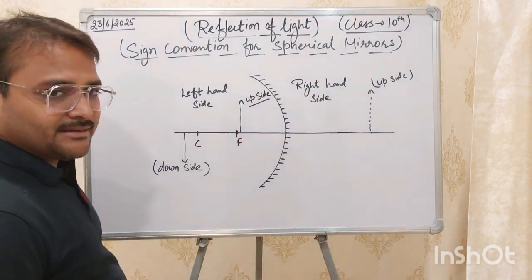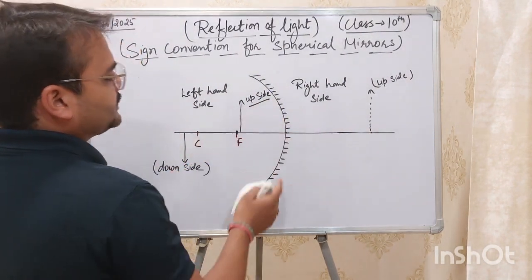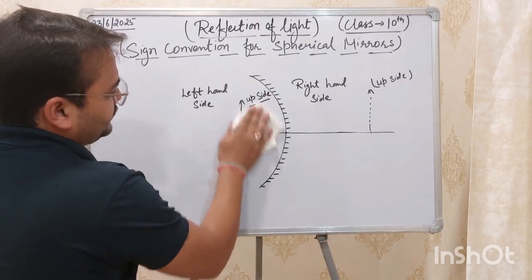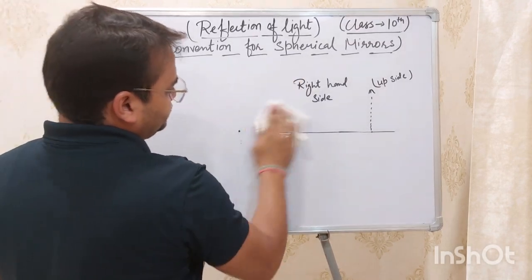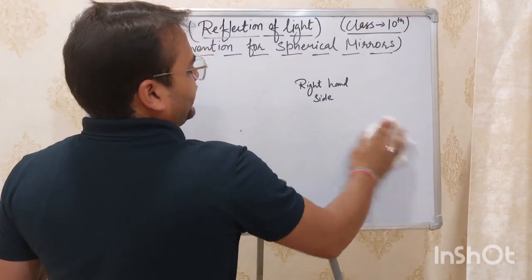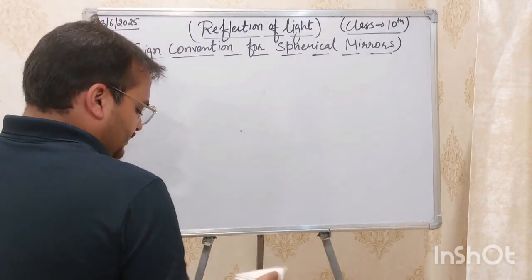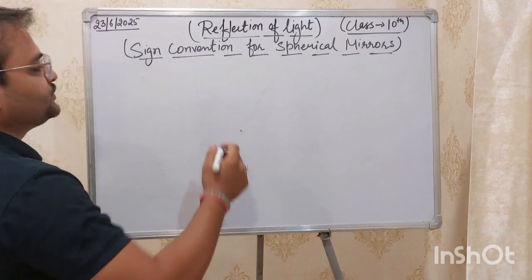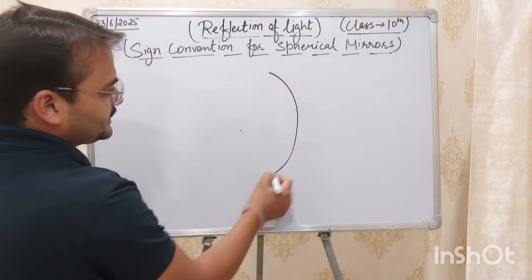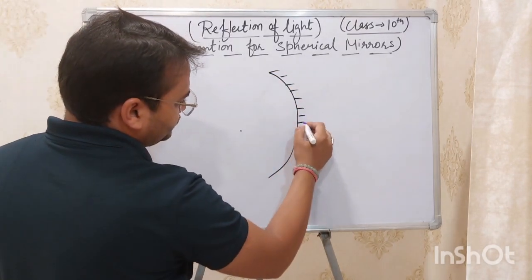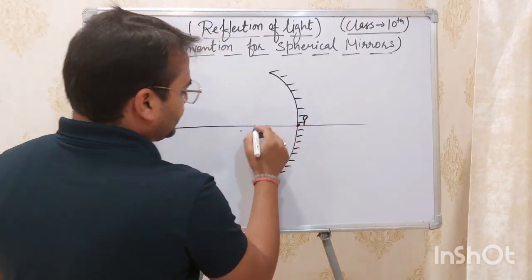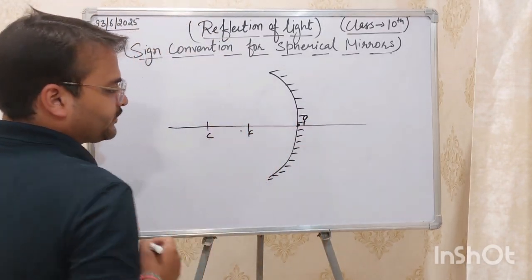Before starting this sign convention, we are going to recall some cases which are very important. These 6 cases are there for the concave spherical mirror. These cases are related to the object, so different places where we are keeping the object. So this is a concave mirror. This is the pole. This is the focus. This is the center of curvature.